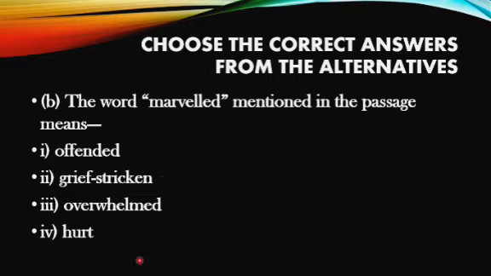Number B, the word marveled mentioned in the passage means, the Mughals were marveled at the tide level of the river. So they were astonished or overwhelmed. But let us find the options that we have here. First option says offended, then grief stricken, overwhelmed, hurt. So they were overwhelmed. So this is the correct answer.